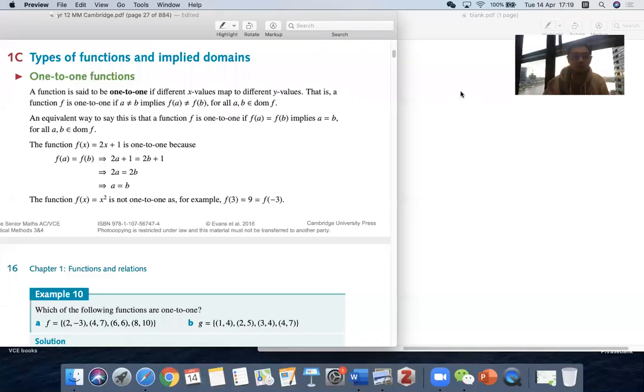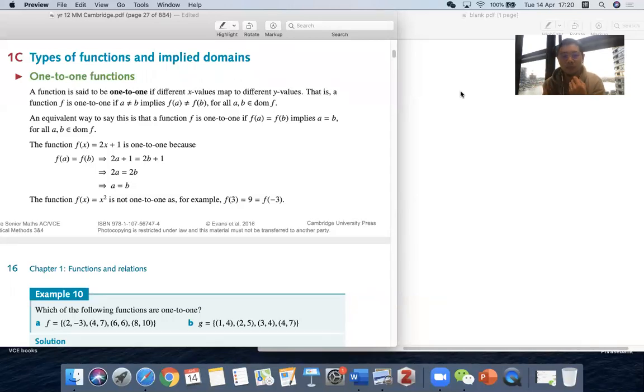Hello guys, so for today's class, we're gonna cover the different types of functions and implied domains, okay? So first, let's do the quick revision. What do we mean by functions? A function is essentially just a relation, but we have to restrict our relations to many x to one y, so we call it many-to-one or one-to-one function, which means one x corresponds to only one y value, okay?